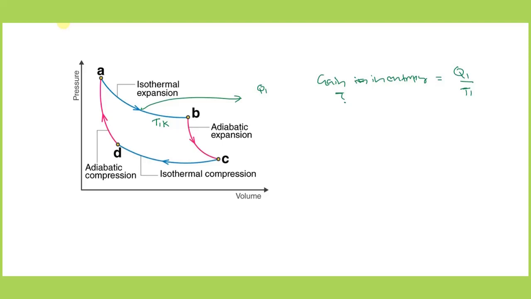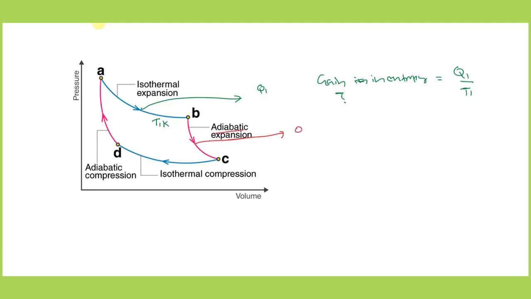Okay, now if you consider the process BC, during process BC the process is adiabatic expansion. Now in an adiabatic process, the heat exchange is zero. So also in an adiabatic expansion, we know that there will not be change in entropy. Hence, during the process BC, the change in entropy is zero.